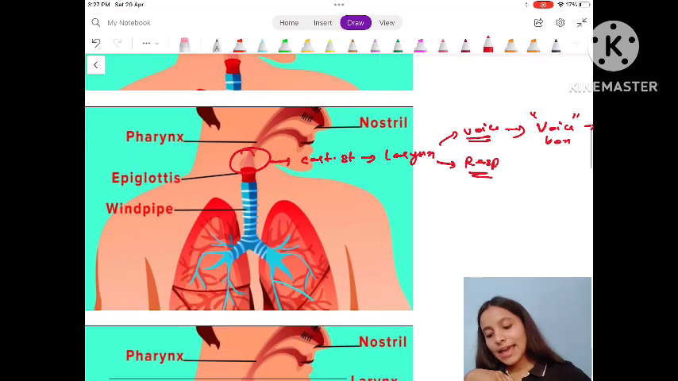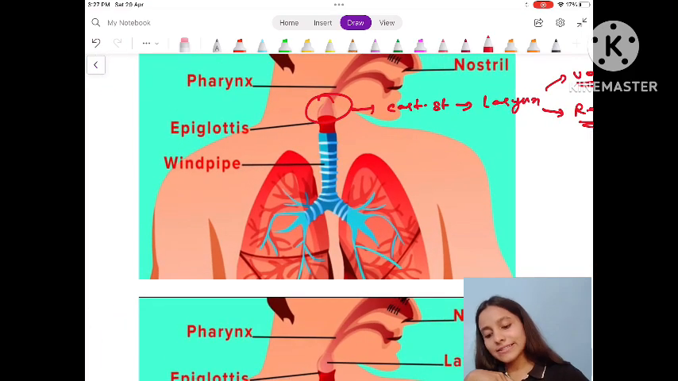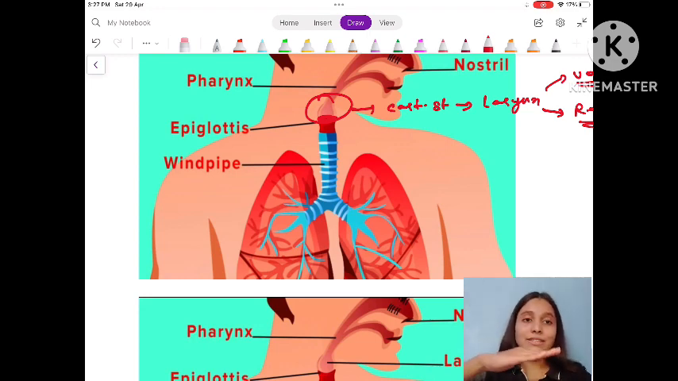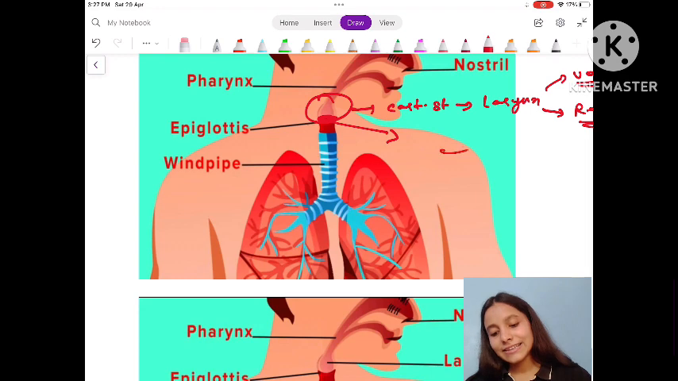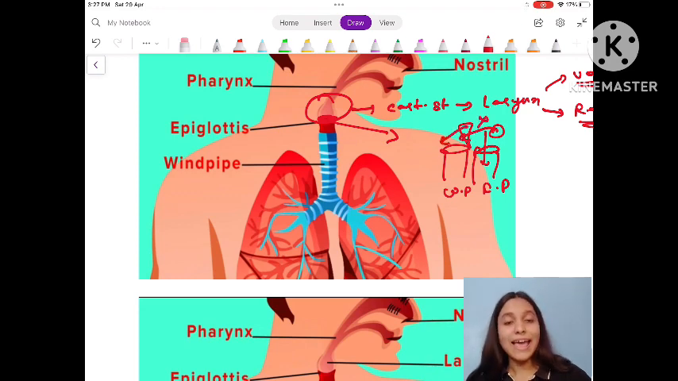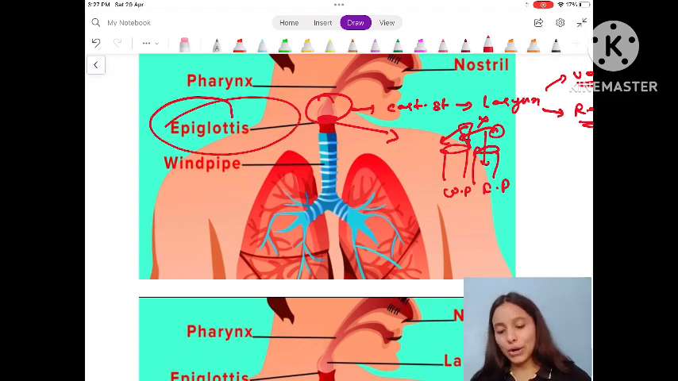Okay, and this then opens into a cartilaginous flap-like structure. What do I mean by a flap-like structure? It's like this. As you know, we have the windpipe here and we have the food pipe here. When food enters our food pipe, so as to prevent its entry into the windpipe, this flap gets closed, and this flap is called the epiglottis.